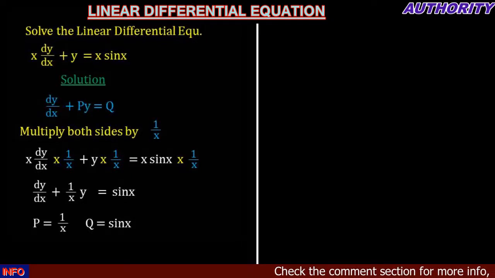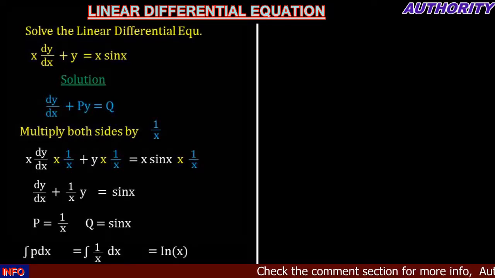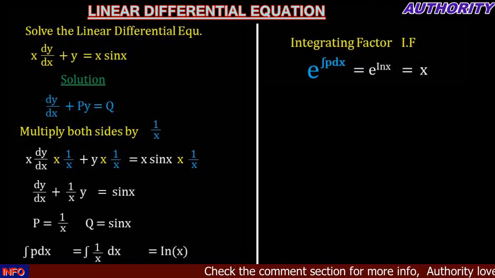Let's go further and find the integral of p with respect to x. That is the integral of p dx. So the integral of p dx is equal to the integral of 1 all over x dx, which is equal to ln x. Okay, good. Now let's go further and find the integrating factor. The integrating factor is exponential of the integral of p dx, or we say e raised to the power of the integral of p dx. We have solved and obtained the integral of p dx.